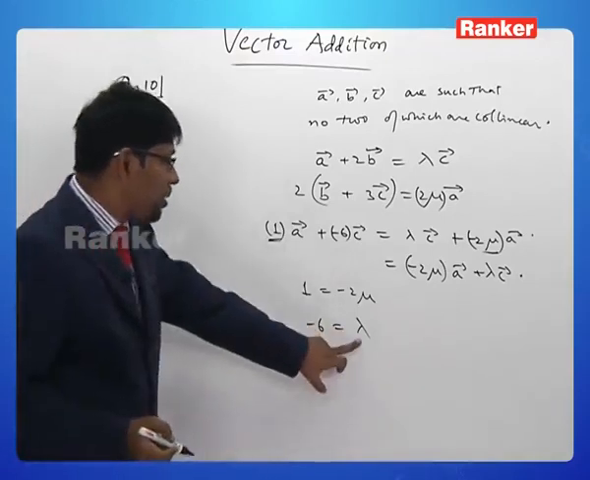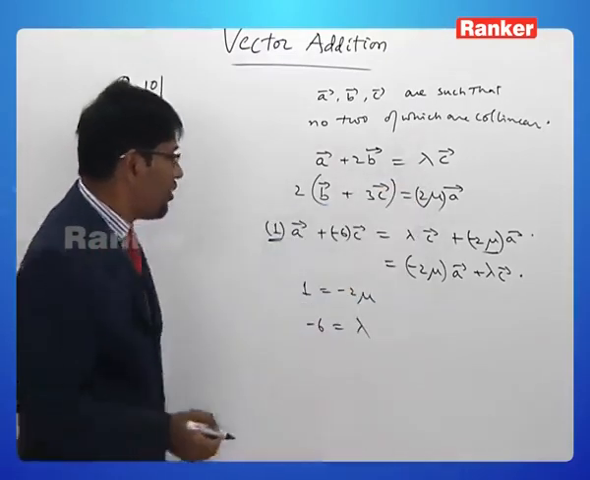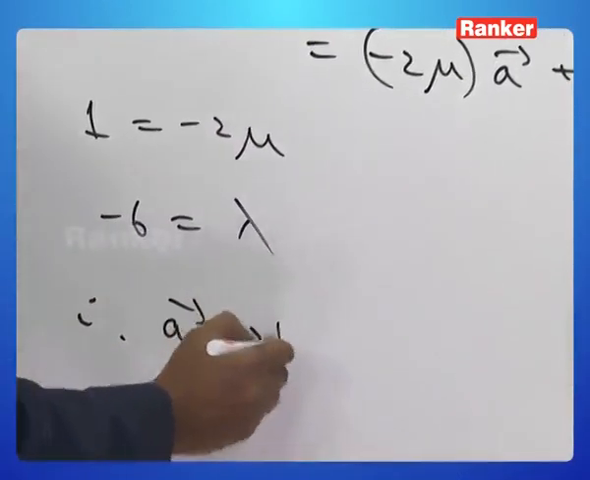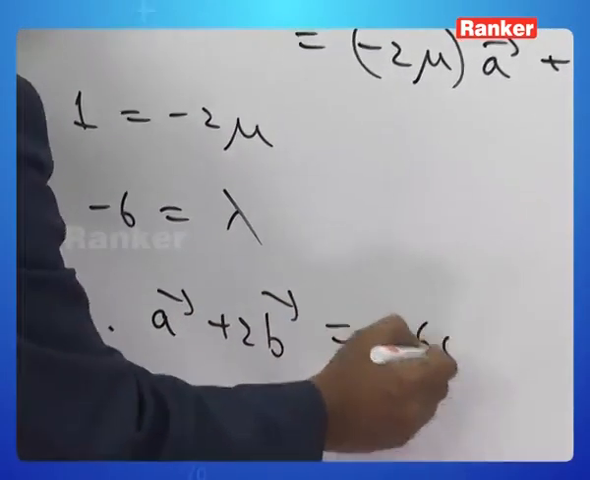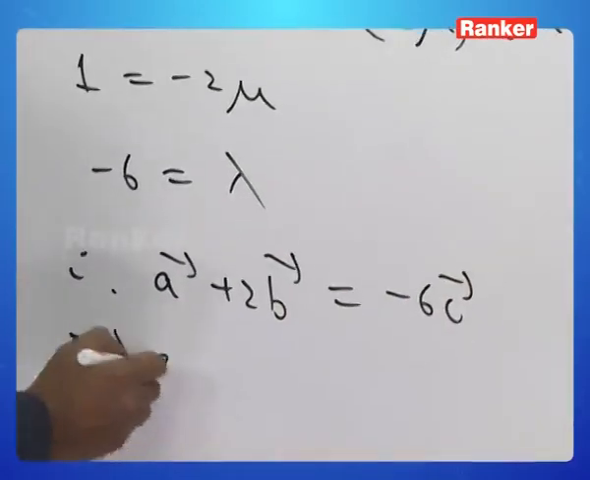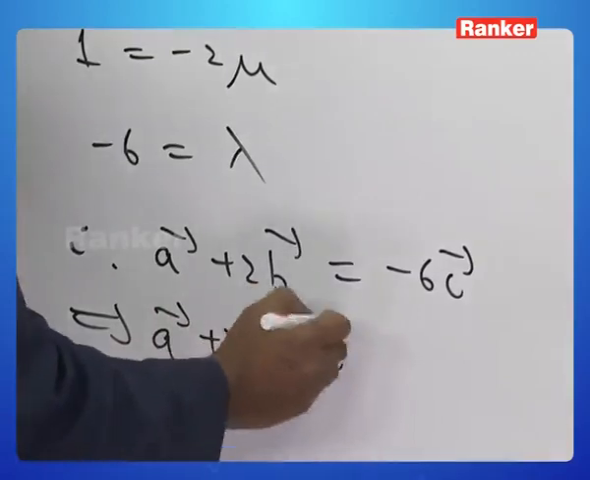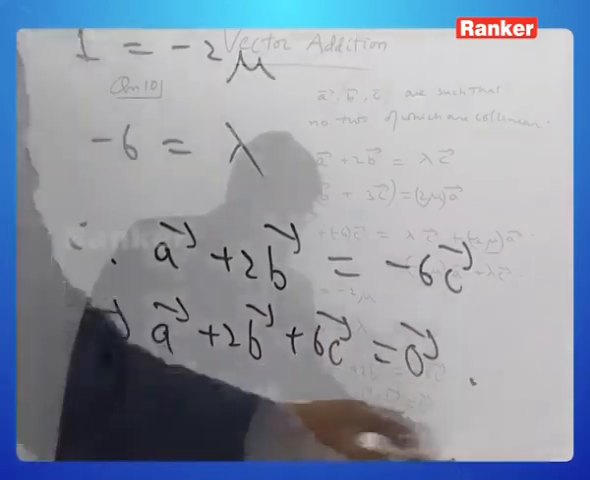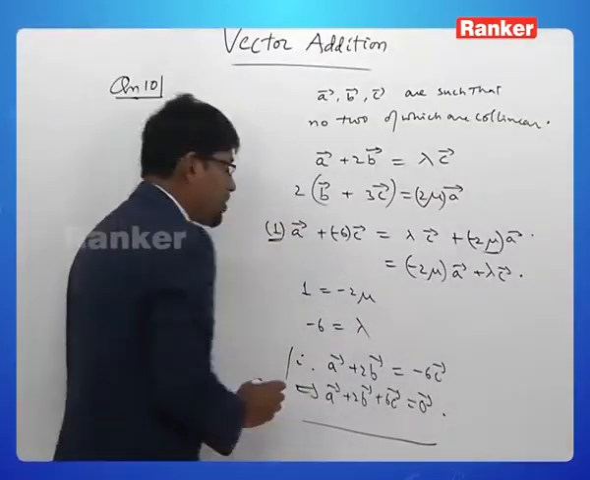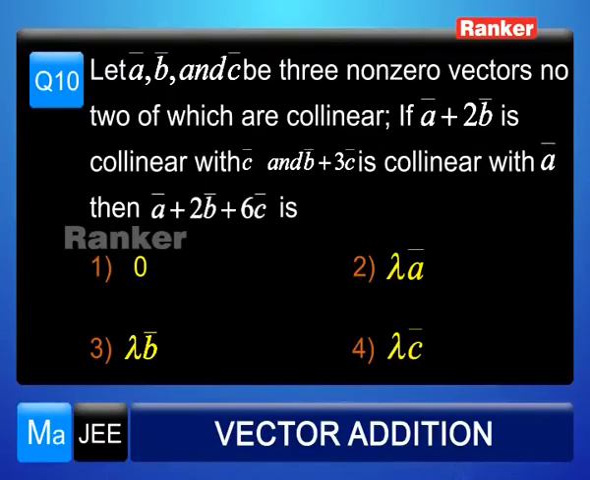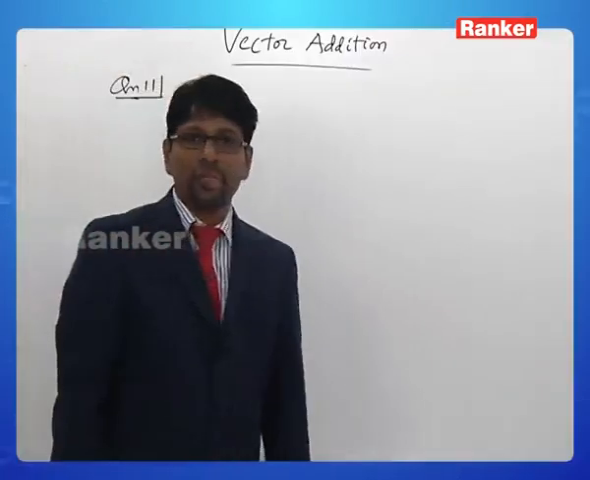I can substitute the value of lambda here. So what do we get? Therefore, A bar plus 2B bar is equal to minus 6C bar, which implies that A bar plus 2B bar plus 6C bar is equal to null vector. So clearly, A bar plus 2B bar plus 6C bar is equal to a null vector there. So option 1 is the right answer. Let's move on to the 11th question.